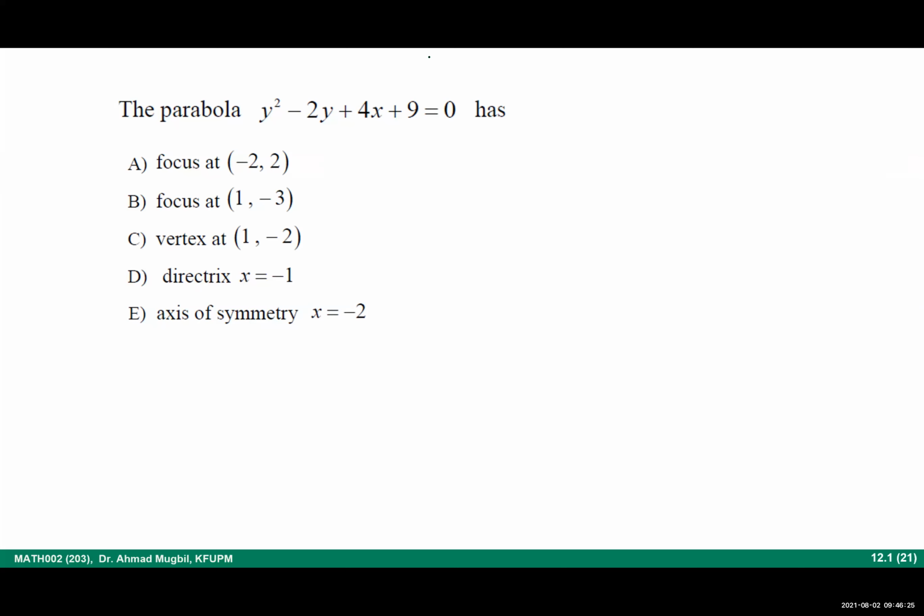Move the y's together and the x's together, and then we make y squared minus 2y, which is a factor. No, not factoring. Complete the square, ya shabab. Complete the square. The word that I need to hear from you is complete the square.